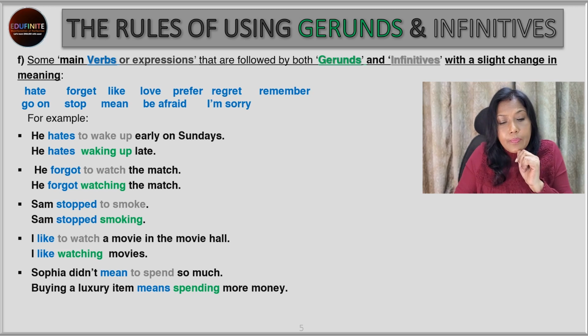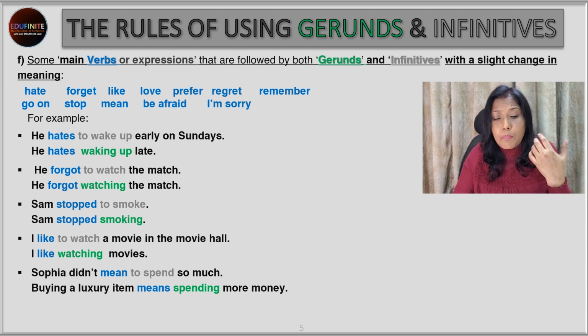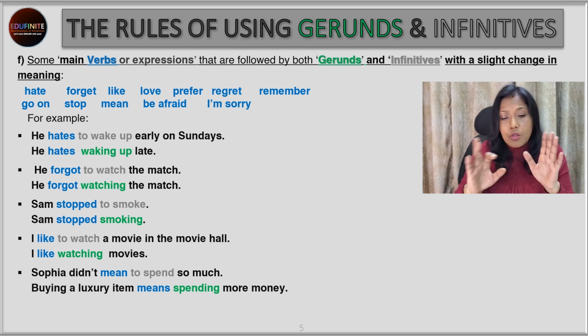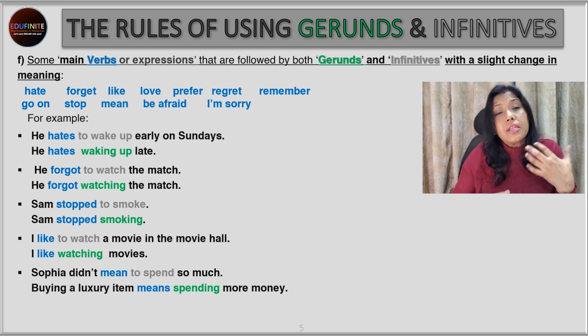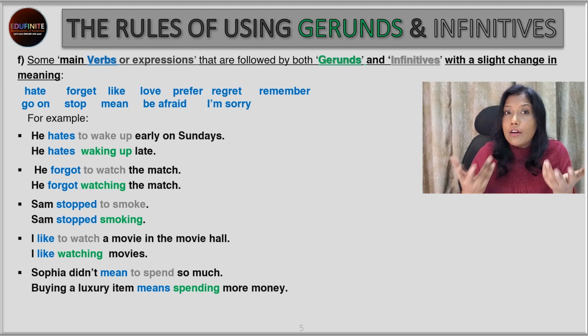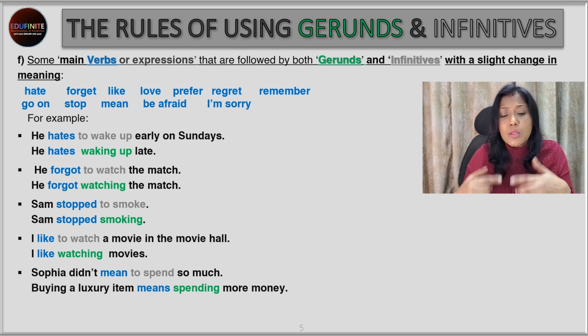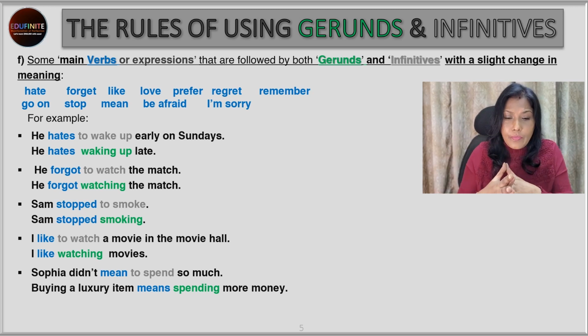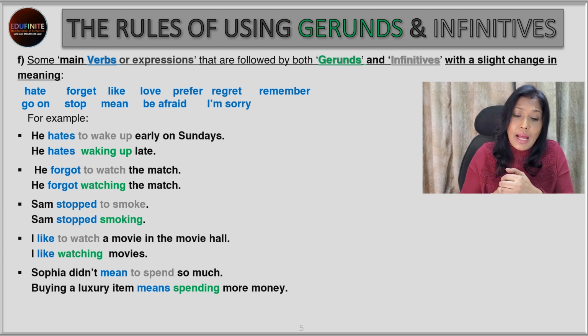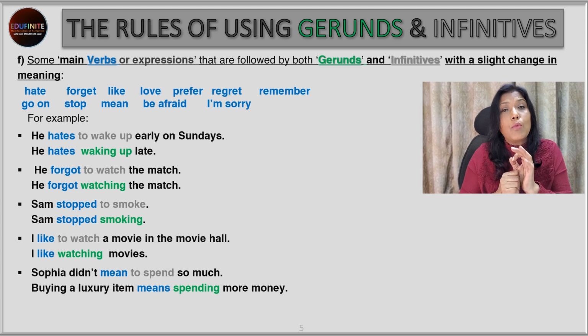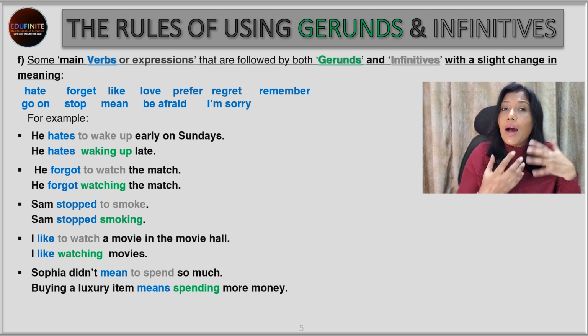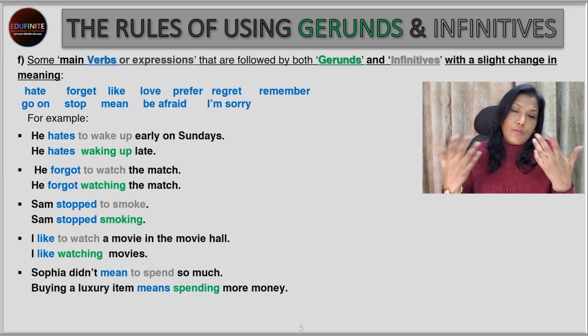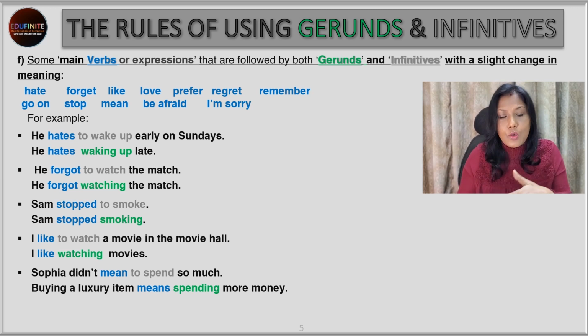Well, the next one. Sophia didn't mean to spend so much. To spend so much means over here, she did not intend to splurge so much, or she did not want to spend so much money. That's the main idea. Sophia didn't mean to spend so much. So it means Sophia did not intend to splurge so much. And in the next sentence, buying a luxury item means spending more money. That means that's the consequence. If you buy a luxury item, it's obvious that you'll have to spend a lot of money. So that's the consequence it's trying to tell us.